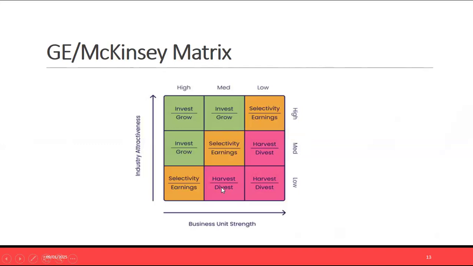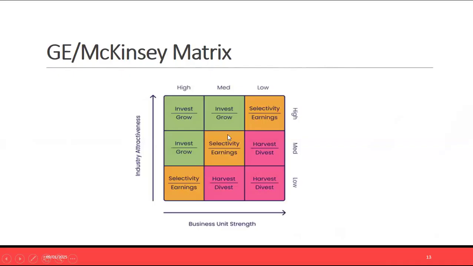And then if you come here, you'll notice that in the same way, if you have a medium business strength and a low industry attractiveness, you also divest or you harvest. So if the product falls in any of these three quadrants, or categories, what you do is harvest or divest.